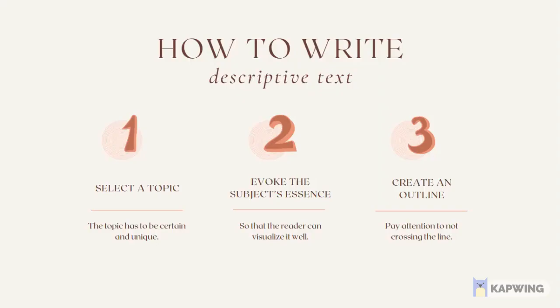And the third step is to create an outline. Pay attention to not crossing the line. If we describe a pancake and we want to talk about the material, then we talk about the material. Don't talk about other things such as the prices, because we cross the line if we do that. If we cross the line, then the text is not specific.